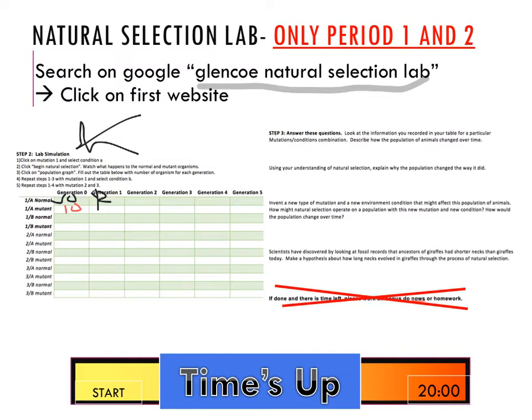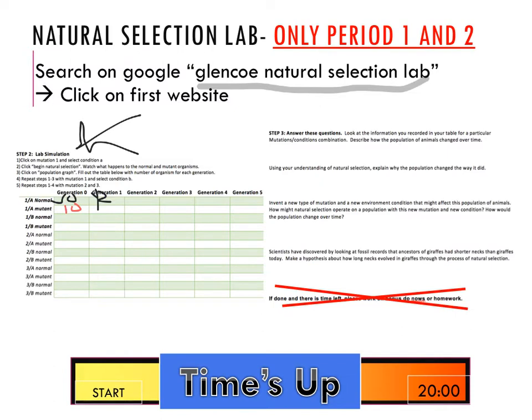Once you fill this out for this condition of the new predator, go ahead and stay on mutation 1 and click condition B, which will be restricted food. Do the same thing. Click on natural selection, watch what happens, fill out the population graph. Then you're going to go on to mutation 2. Do it again for A and B. Go to mutation 3. Do the same thing for condition A and B.